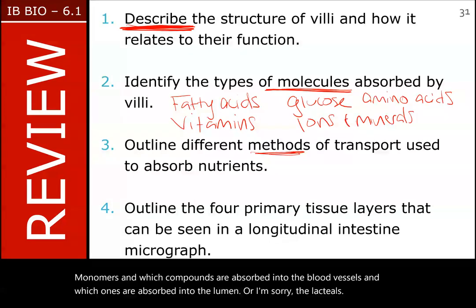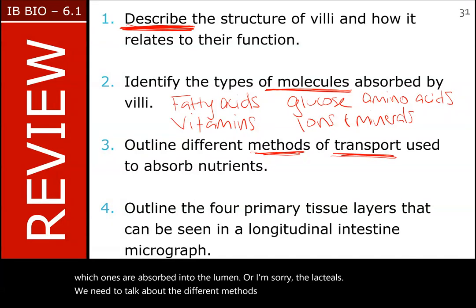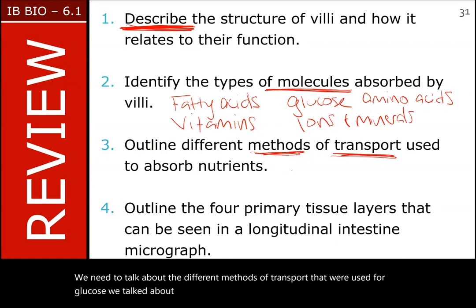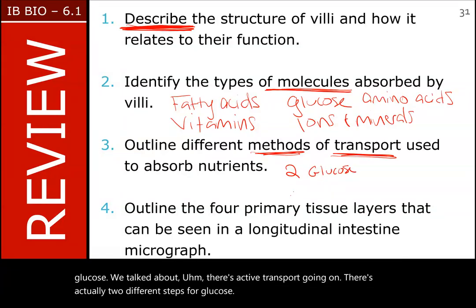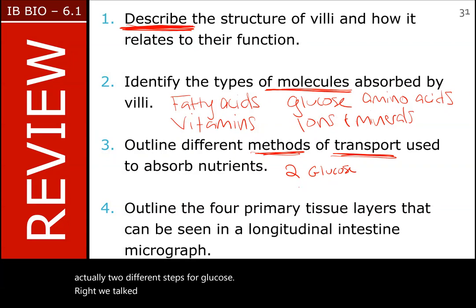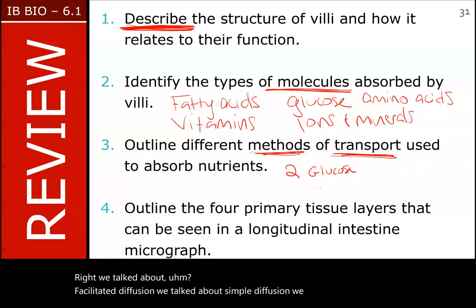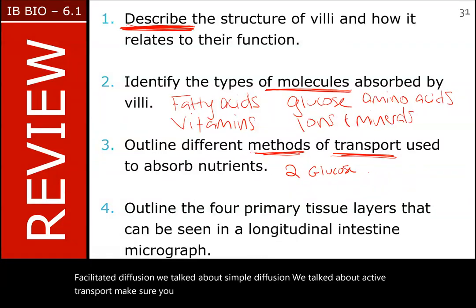You need to talk about the different methods of transport that were used. For glucose, we talked about there's active transport going on. There's actually two different steps for glucose, right? We talked about facilitated diffusion. We talked about simple diffusion. We talked about active transport. Make sure you can tell me which type of molecule goes with which type of transport.